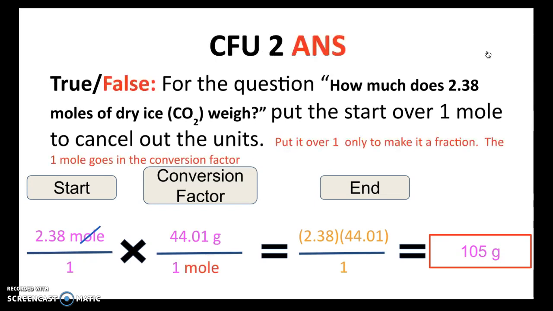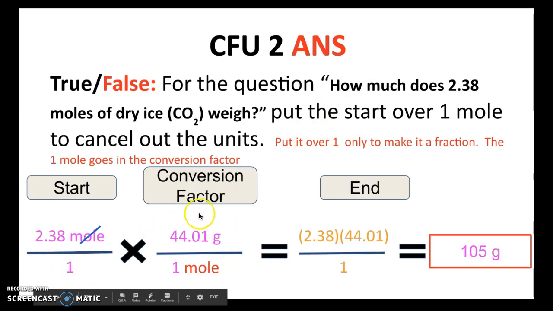That answer is also false. Remember, whatever you're starting off with, you're going to put it over 1. Just 1, not 1 mole, just 1, to make it into a fraction. Just like you're making any number into a fraction, you put it over 1. There's no unit after the 1 for the starting fraction, so just over 1.